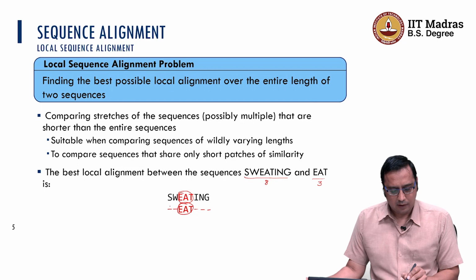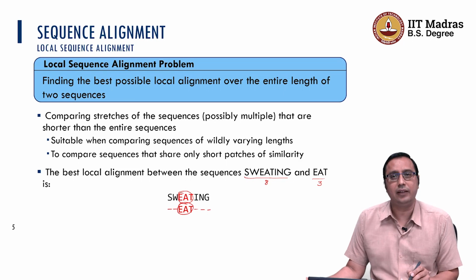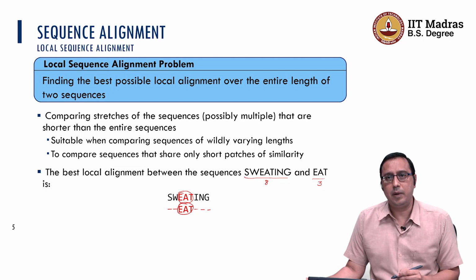Hence, I would have a problem in terms of S, W, I, and G because I am not aligning them. And if I give a certain negative score to the gap, then this alignment is a kind of poor alignment. Also, from an application point of view, sometimes we are not interested in finding the global alignment, but we want to find what the similar patch of sweating with eat is in general. So in those cases, the local sequence alignment problem makes sense.